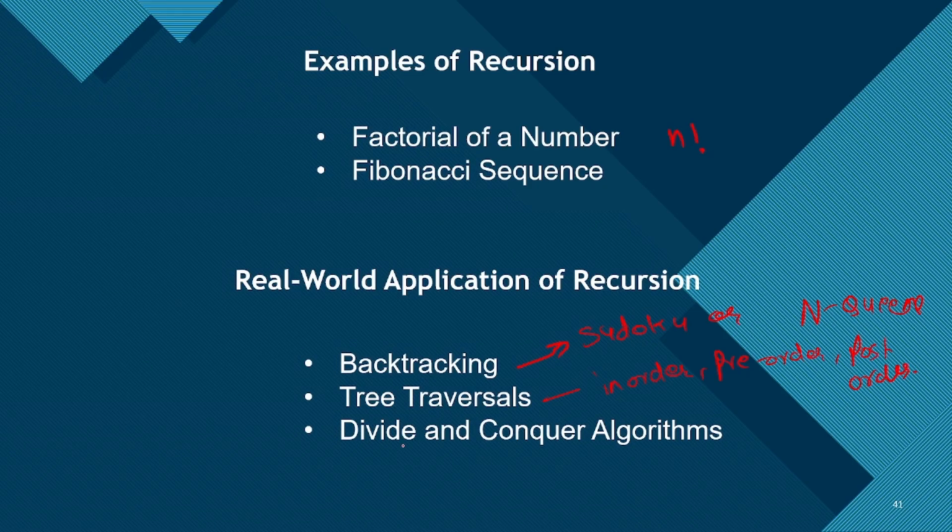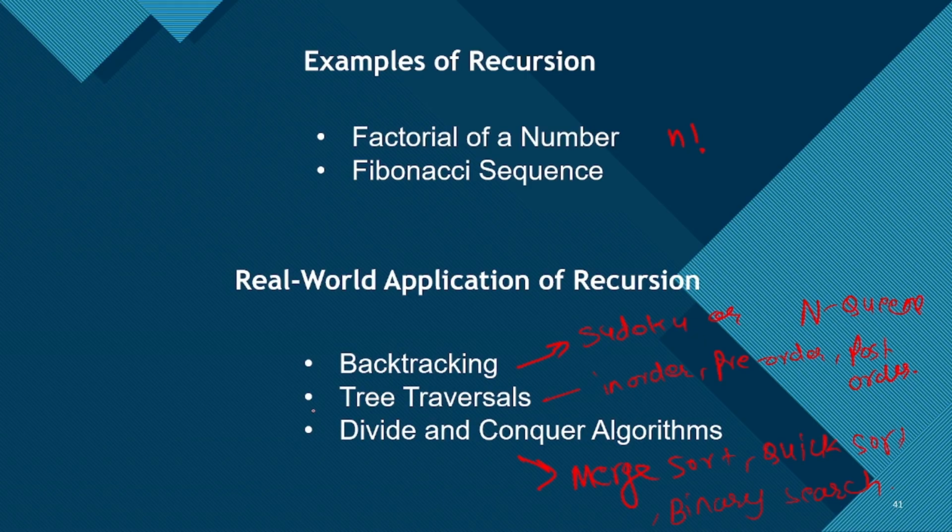And the last one is divide and conquer algorithms. Recursion is at the core of algorithms like merge sort, quick sort, and binary search. There are more than these as well, like searching algorithms. We will explore these in our next video.